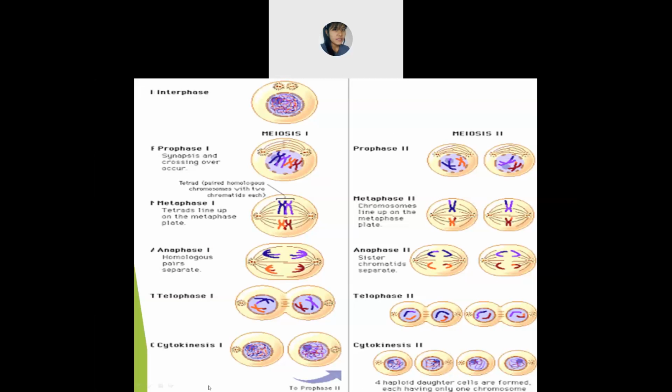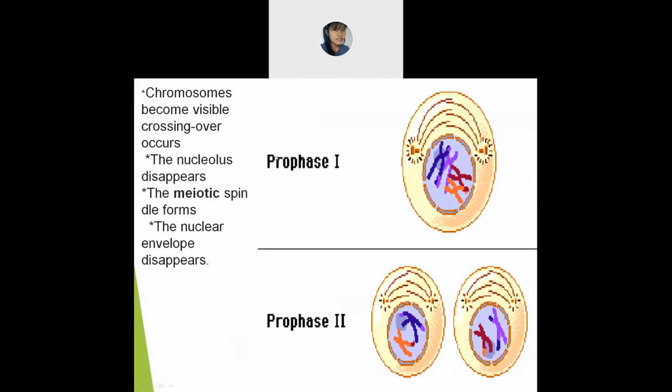Now we will discuss what will happen in all the phases. Okay, the first one is prophase 1. This is prophase 1. In prophase 1, what will happen?